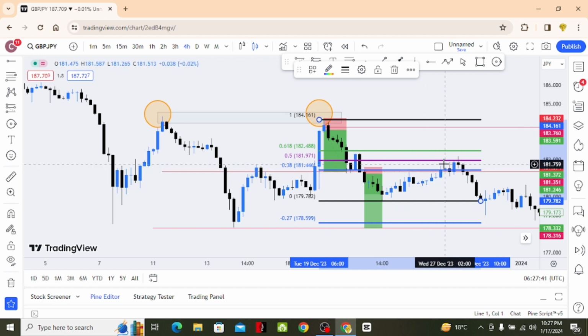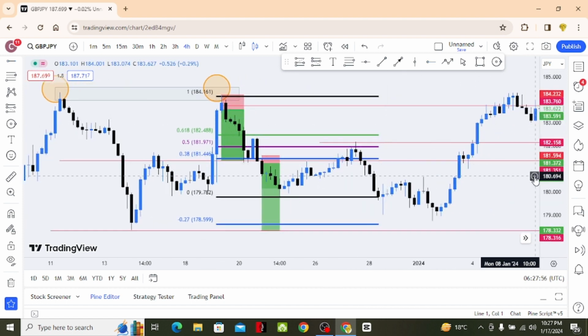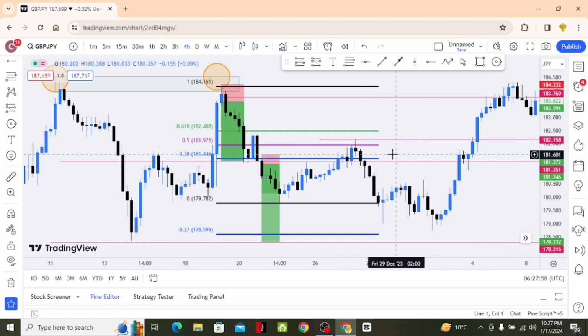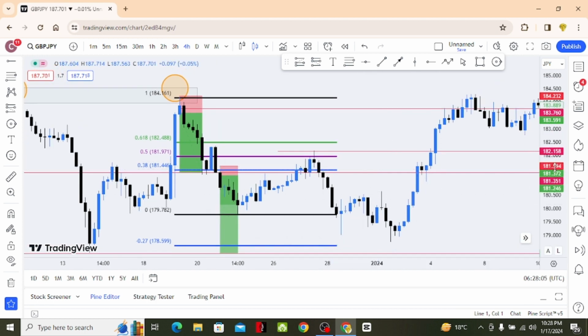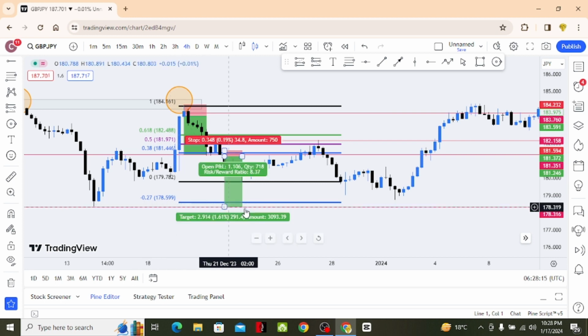Okay, and I will wait for price to get to the 0.5 Fibonacci level or the 0.618 Fibonacci level, sometimes just in between 0.5 and 0.618. That's my entry. But I'm not going to enter until I see candlestick confirmation. I want to see confirmation for me to enter the trade. And my TP is going to be the 0% of our Fibonacci level. That's my TP1. TP2 is going to be this 0.27, the blue line.